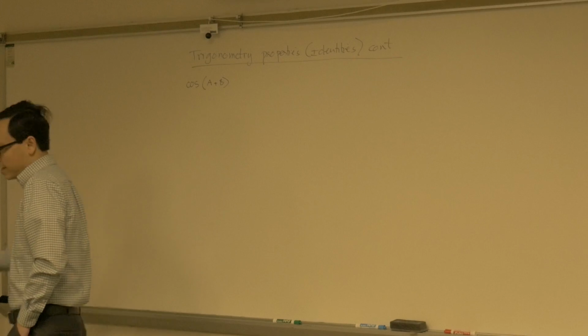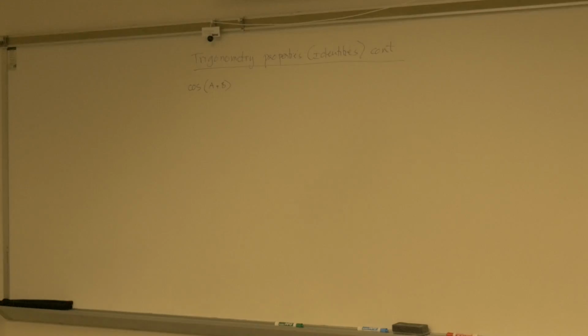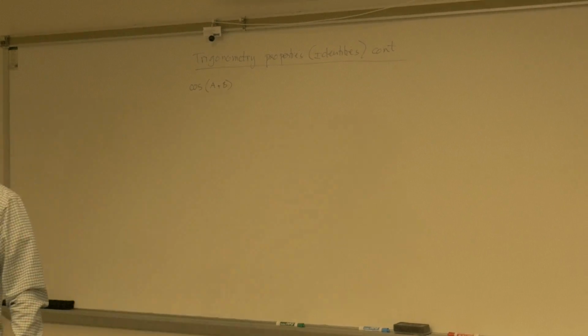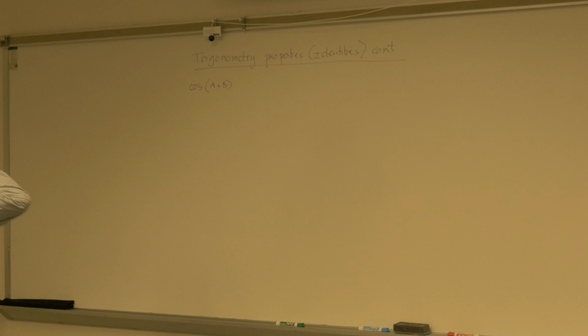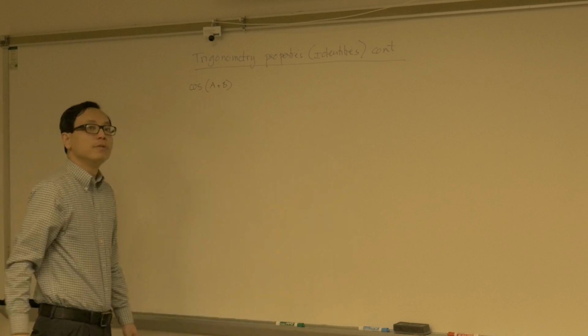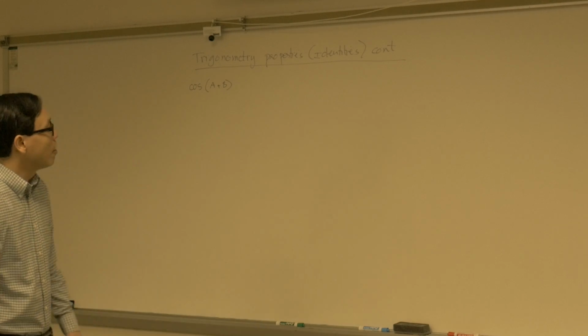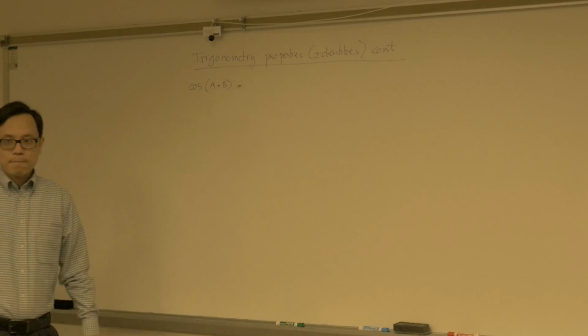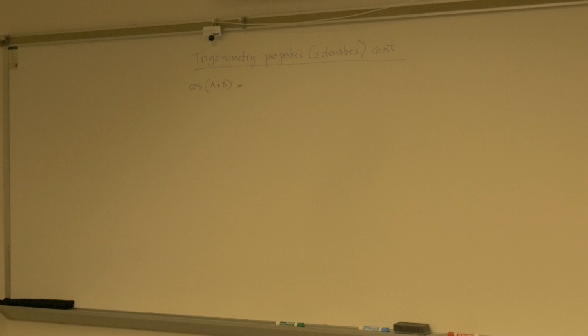So we learned this formula already. We want to evaluate cosine of A plus B. Of course, A and B are angles, so A must be in degrees or radians. If you add these two, the final unit will be radians or degrees, right? Anybody remember this formula? Cosine of A plus B gives you what?